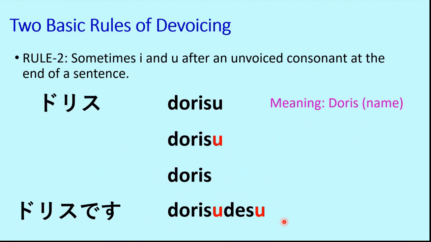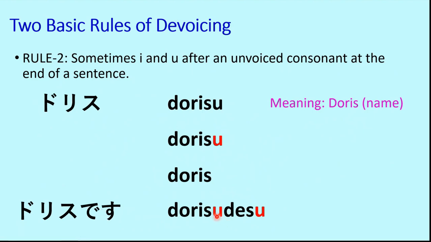So friends, the next and final one is a foreign word. In fact, it is the name of a person. The name is Doris, and in Japanese pronunciation we write it in katakana and call it Doris. We write it as Dorisu, but pronounce it as Doris. That means here also there is a devoicing of this last sound. And if we say Doris desu, that means I am Doris, Dorisu desu.